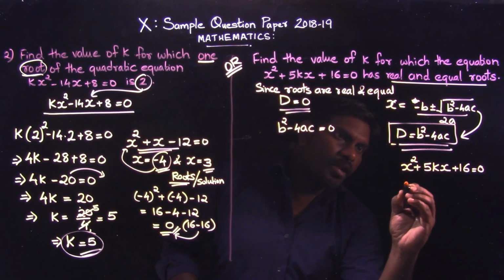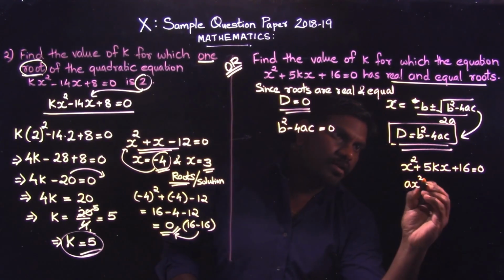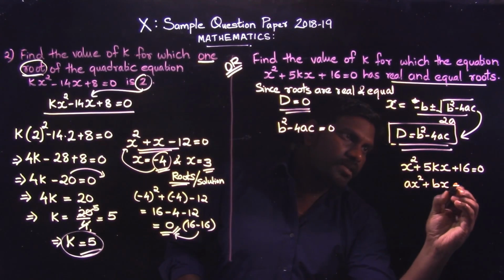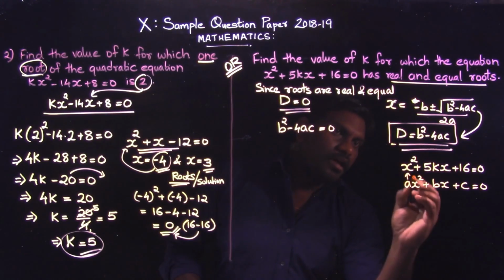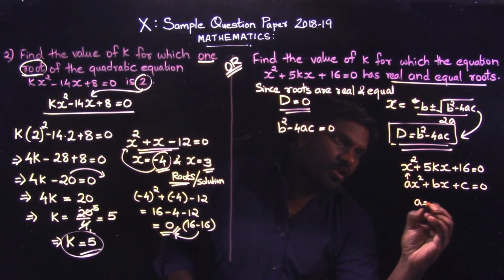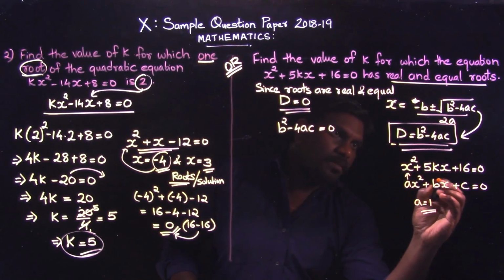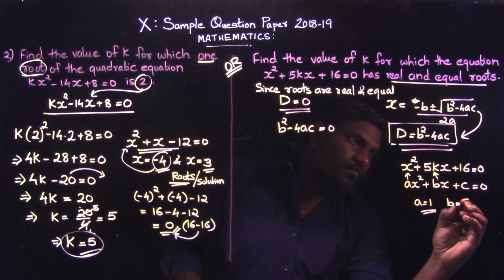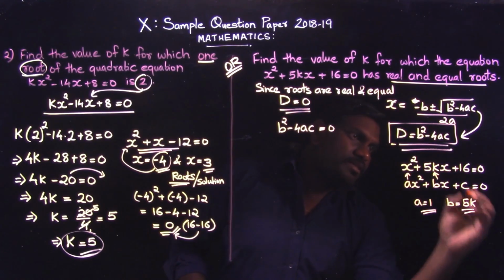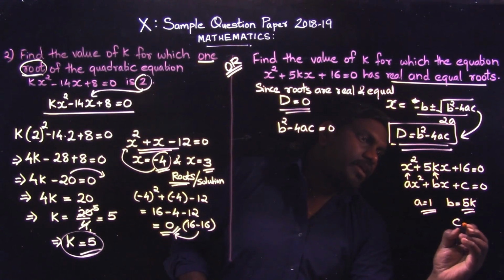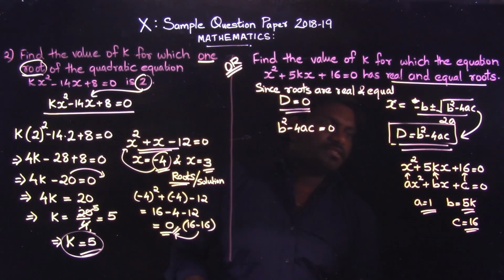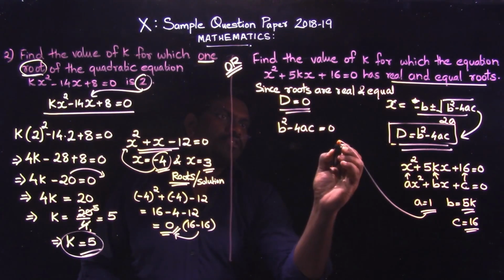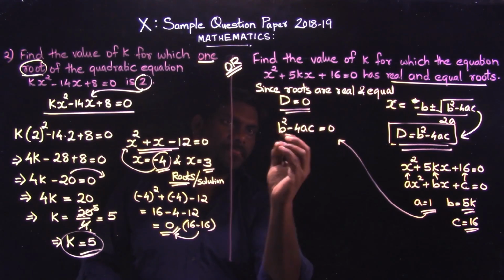Here the general formula, I will write it as ax square plus bx plus c is equal to 0. Compare now with this. X square is already there, so a is going to be 1 here. Comparing with b, x is already there, so b is going to be 5k. Then c, now you will get a clear idea about what c is. C is going to be 16, yes. So now all these values, when you get them, you substitute inside this one.